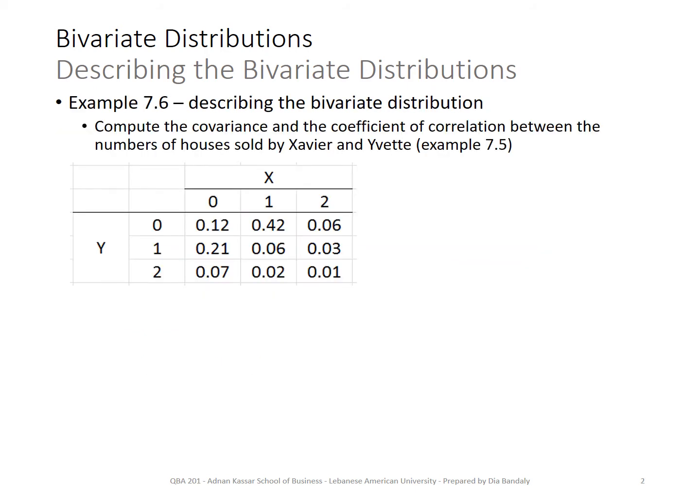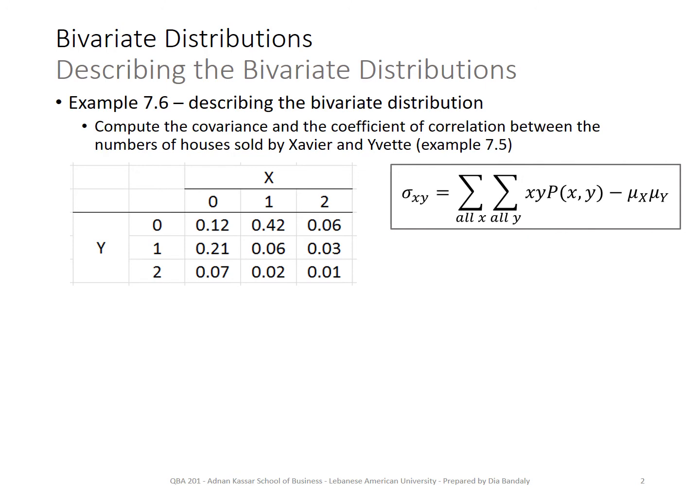Okay, so let's find the covariance of x and y given their bivariate probability distribution, and then we find their coefficient of correlation. Remember, we have seen two methods to find the covariance, but I prefer this one given the bivariate probability distribution. It will be easy to use.